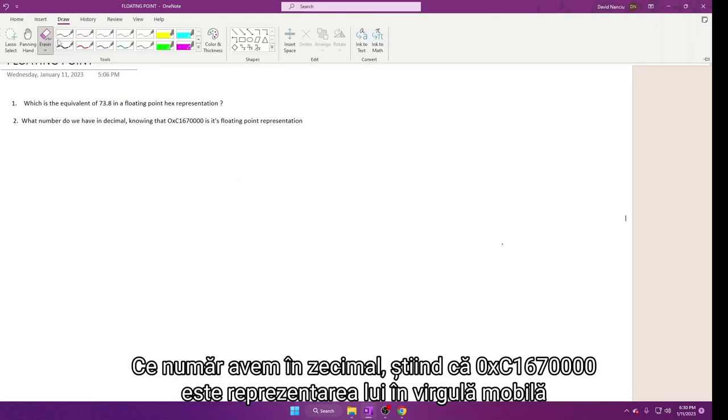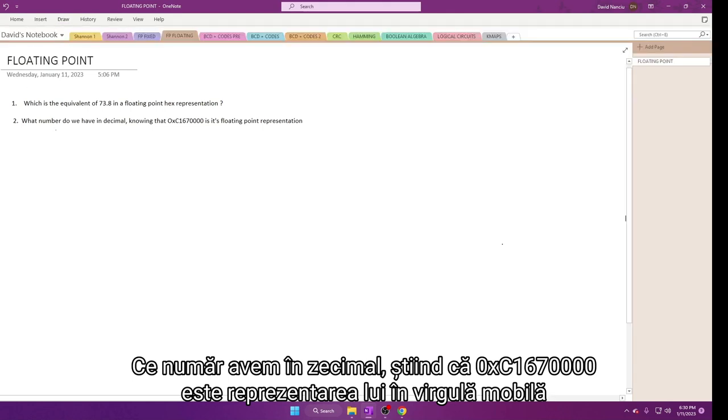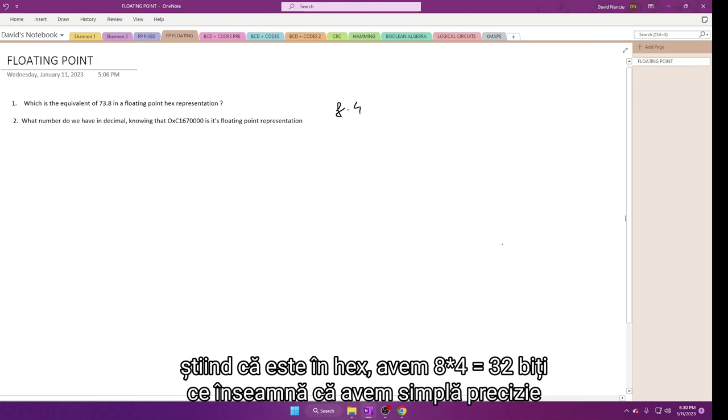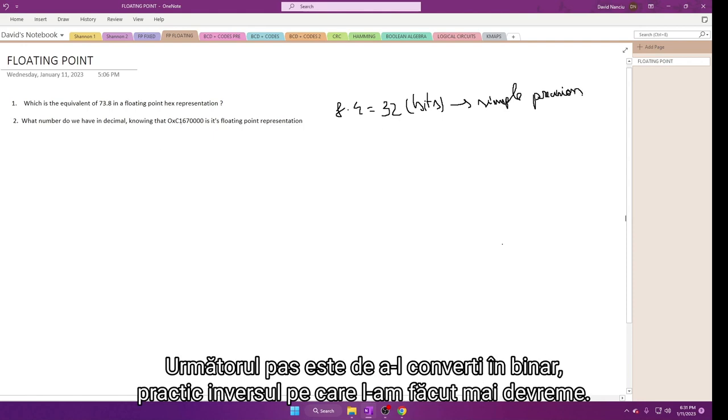Almost there, done. Okay. What number do we have in decimal, knowing that C1670000 is its floating point representation? First of all, we can see that we have 8 characters. Knowing this is in hex, we have 8 multiplied by 4, which is 32 bits. So we know we are talking about single precision. Next step is to convert this into binary, basically the opposite of what we did earlier.